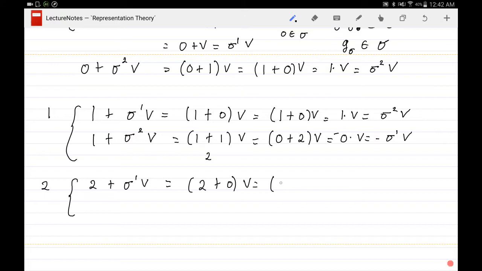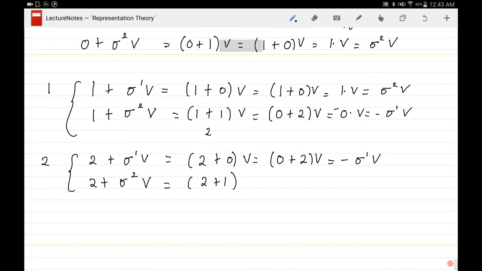So 2 can be written again as an element from our left transversal set plus an element from our subgroup. And remember, 2 acts on V, according to our representation, as minus V. And so we get, again, sigma 1 V. 2 again will act on the second coset to give 2 plus 1. So remember, we pick an element from the left transversal set that represents the second coset, and that's 1 in our case.